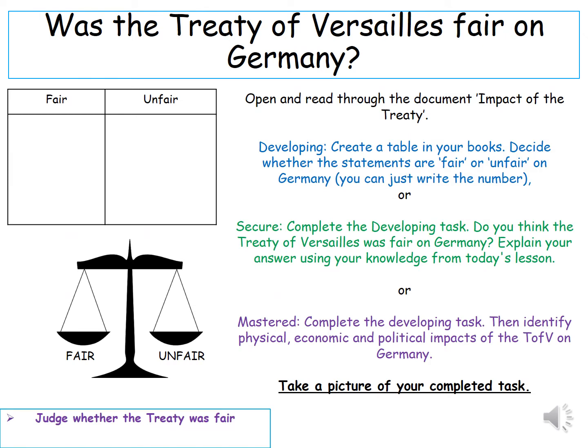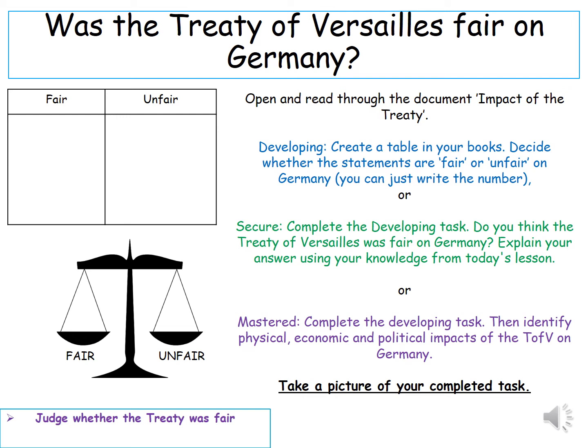The third learning objective is to judge whether the treaty was fair. So we'd like you to open and read the document, The Impact of the Treaty, and developing students, we would like you to create a table in your book or on a piece of paper or a whiteboard and decide whether the statements are fair or unfair. So you do not need to write down the whole of the statement, you just need to write down the number in your table. Secure students, we would like you to complete developing as well, so you've still got to decide whether they were fair or unfair. But do you think the treaty was fair on Germany overall? So how do you think Germany would have felt about this? Could you explain your answer using your knowledge from today's lesson?